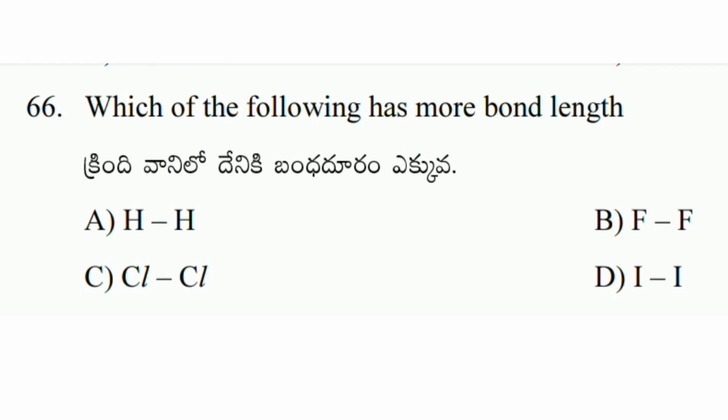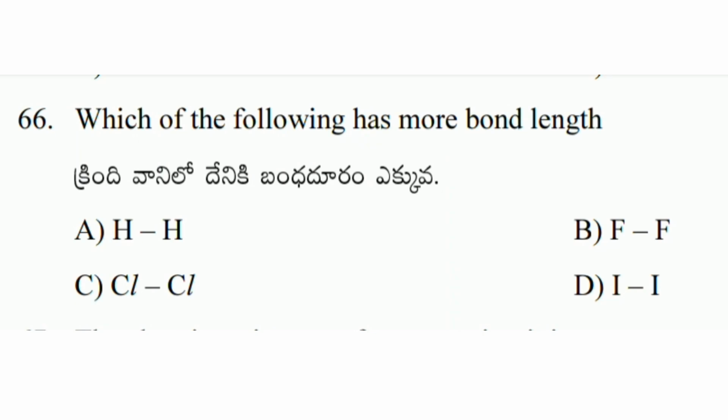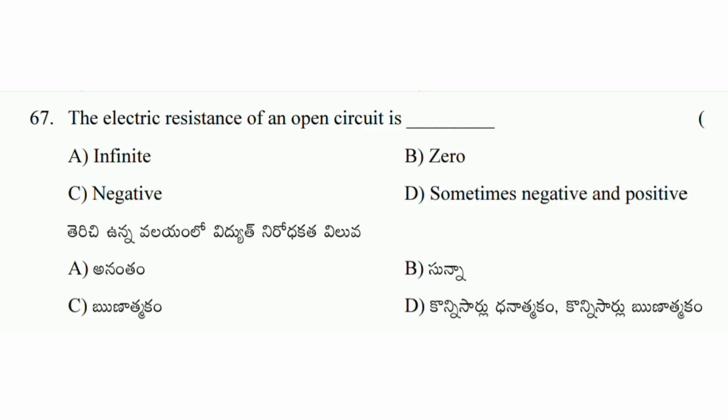Next, which of the following has more bond length? Hydrogen-hydrogen, fluorine-fluorine, chlorine-chlorine, iodine-iodine. Upon watching this image, the bond length of iodine-iodine is more when compared to chlorine, fluorine, and hydrogen. So option D is correct. Next question, the electric resistance of an open circuit is infinity. Why? Because the open circuit won't conduct electricity, so the resistance is more, that is infinity. So option A is correct.